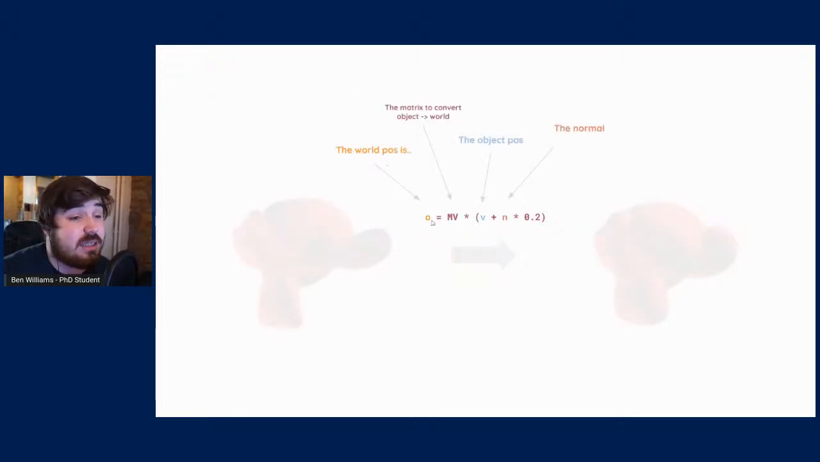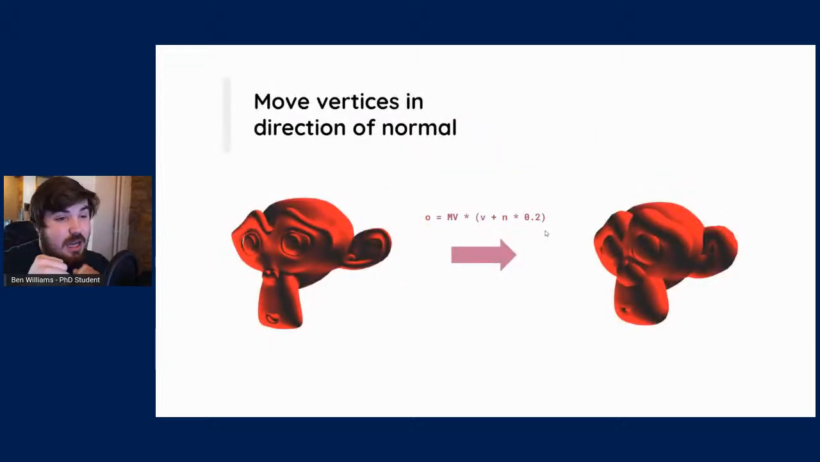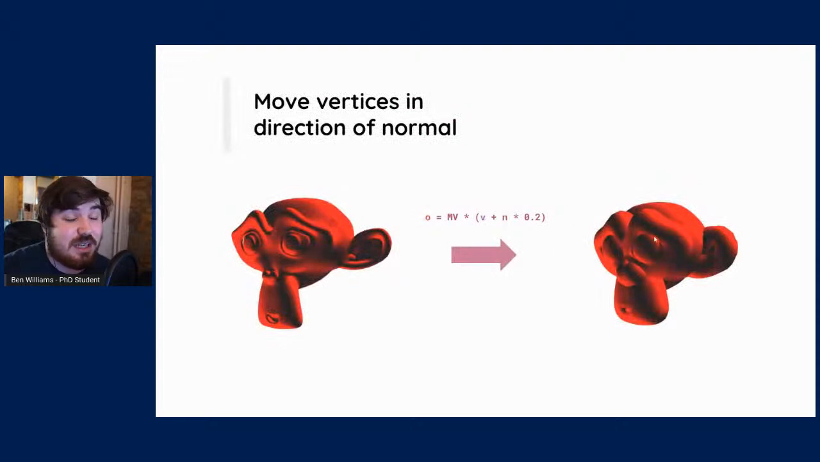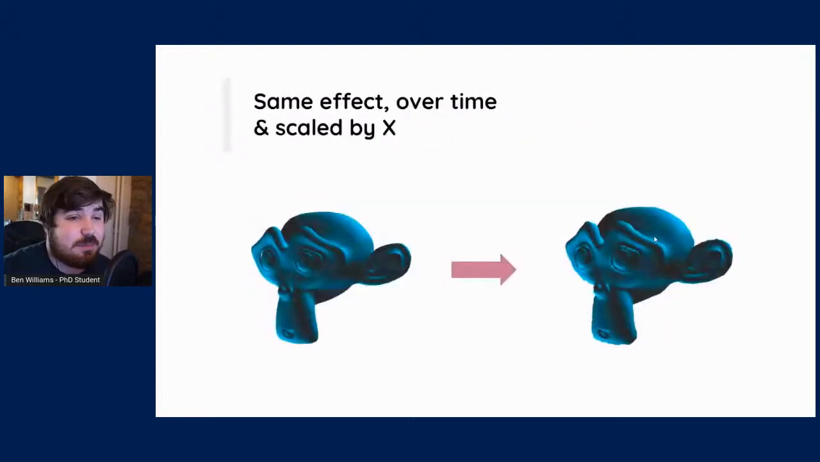So what this is saying is that the world position, O, is equal to the matrix that converts object to world, the model view, times the object position plus the normal times some scale. All we're doing is taking a vertex and moving that vertex along the normal by a certain value. We get this inflated effect, and we can use that for a bunch of different purposes.